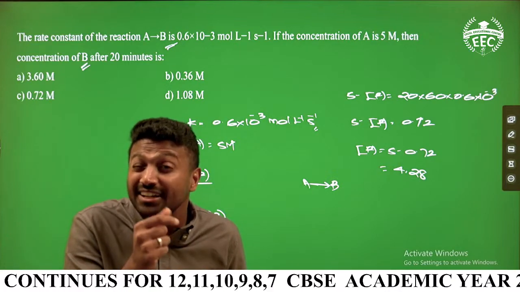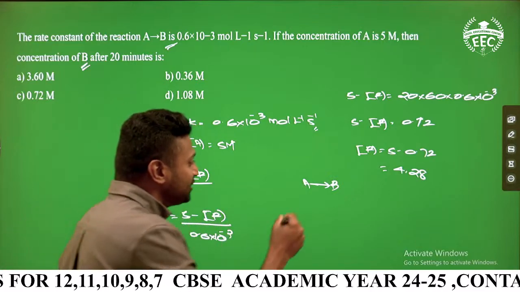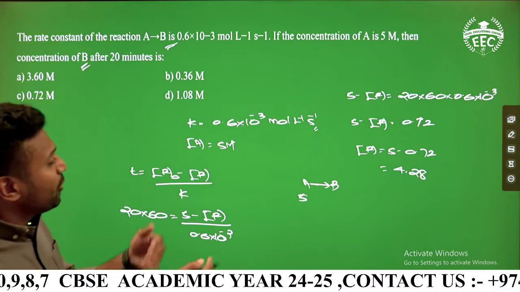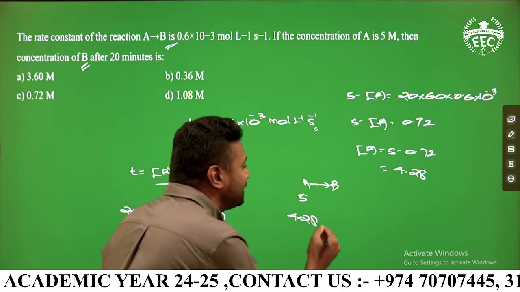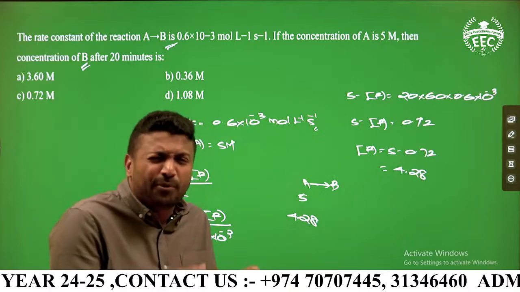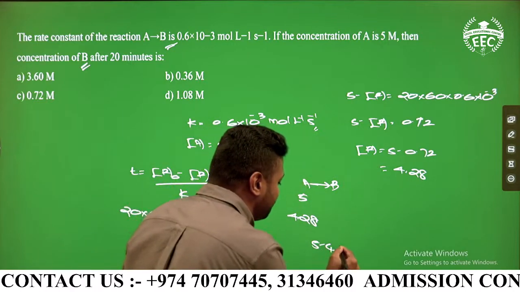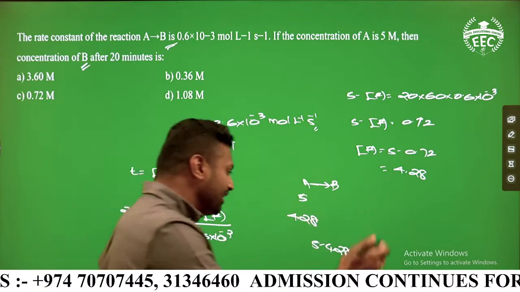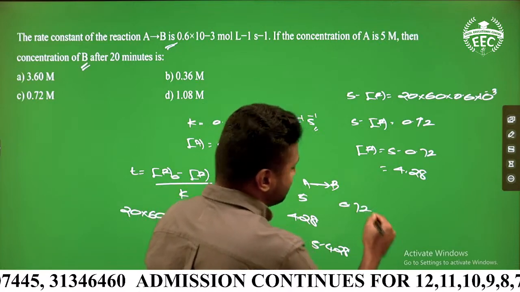4.28 is the concentration of reactant after 20 minutes. Initially, the concentration of A was 5. After 20 minutes, the concentration of the remaining reactant is 4.28, so what will be the concentration of B? Out of 5, currently we have only 4.28 remaining. How much has been converted? 5 minus 4.28 is 0.72, which is converted into the concentration of B. So 0.72 is the answer.